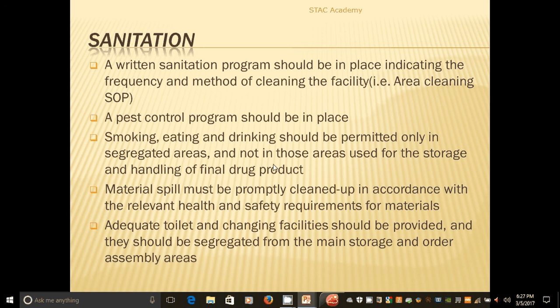Adequate toilets and changing facilities should be provided and they should be segregated from the main storage and order assembly areas.